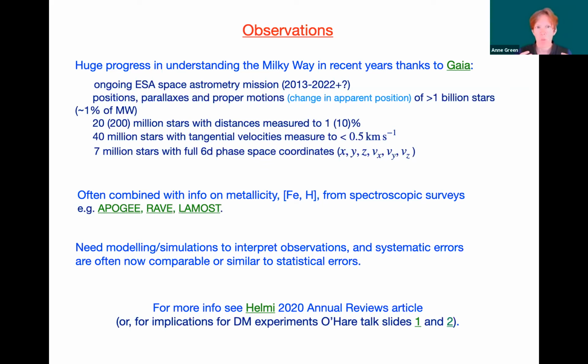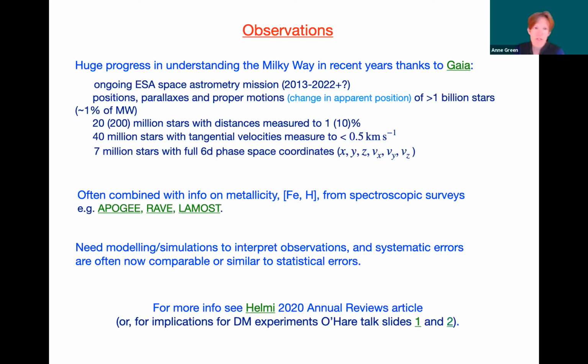So if you want to know more about what we know about the properties of the Milky Way, I'm just focusing here on the dark matter halo, but we've learned a huge amount about the Milky Way, the disk, the stars. And so Amina Helmy's recent Annual Reviews of Astronomy article is the place to go for that. If you're interested in the implications for dark matter experiments, then Ciaran O'Hare, who did his PhD with me a few years ago and is now a postdoc in Sydney, has some really nice slides from talks on his website, and those are clickable links there, which go into great detail about the consequences of what I'm going to tell you for WIMP direct detection and axion experiments.